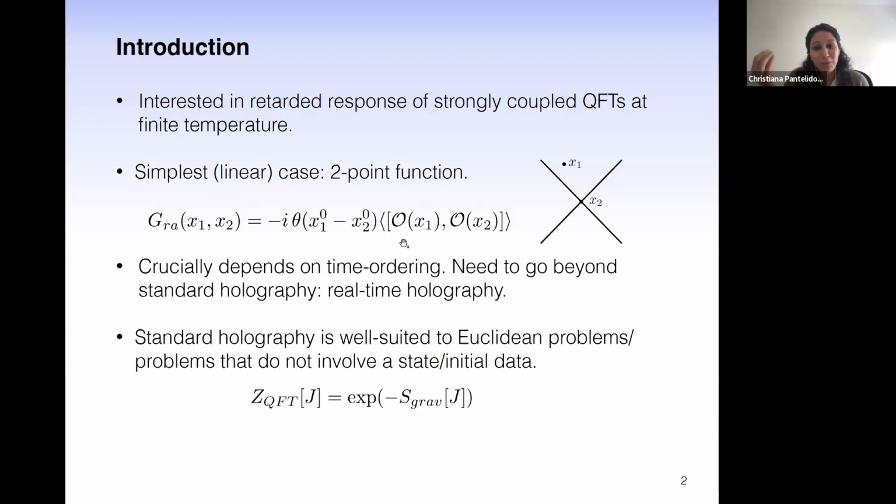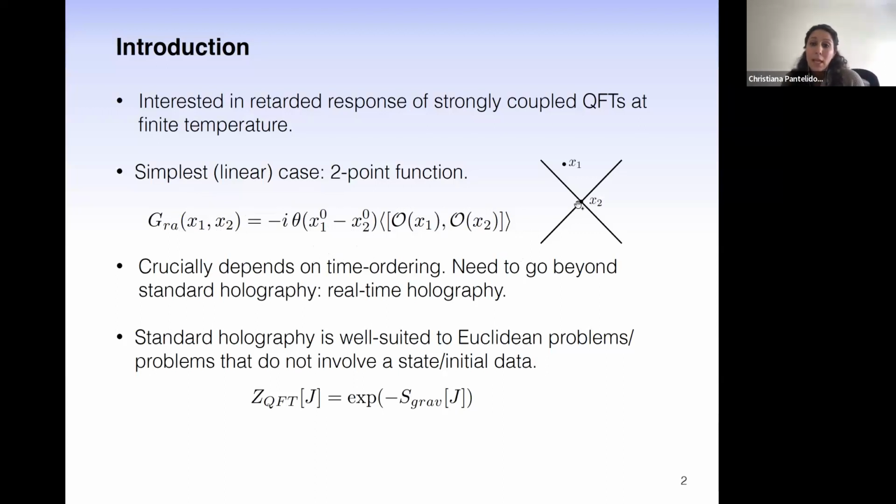If I have an operator at position x1 and an operator at position x2, then I take the commutator of the two. Then I compute the thermal expectation value, and then I multiply this whole thing by this theta function that you see here that essentially says that x1 should be in the future of x2. Okay, so from this definition, it's not too difficult to see where this function has support.